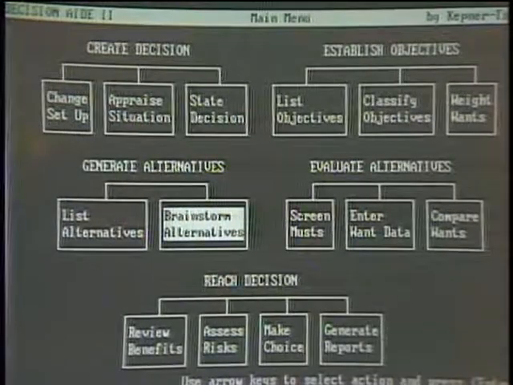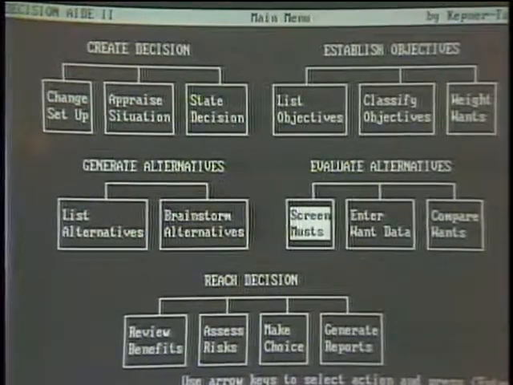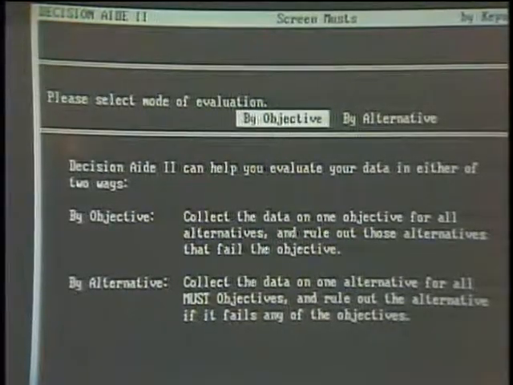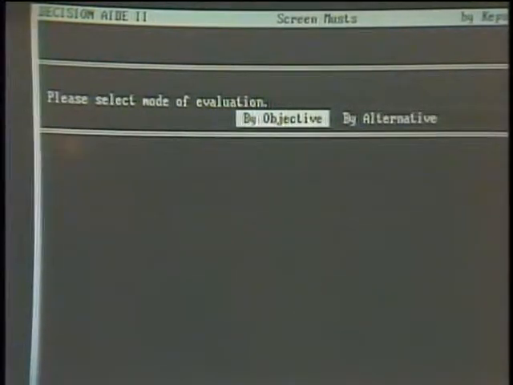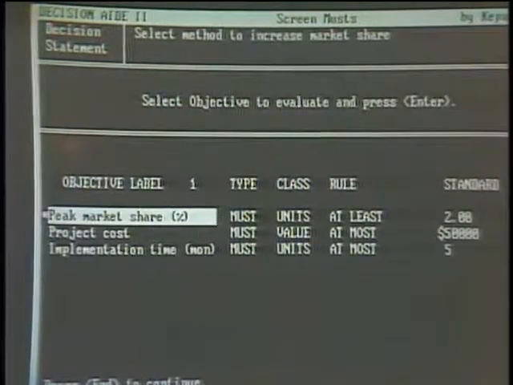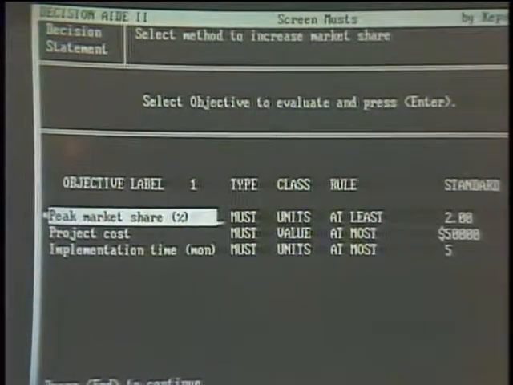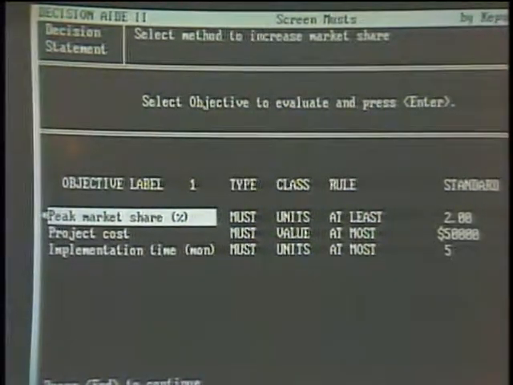The next thing we would do is screen the musts. The purpose in screening the musts is to separate those that must be included in whatever alternative you finally select from others where you're looking for particular degrees. A lot of times it's government regulations and things like that. For example, if an alternative didn't measure up to the 2.0 as far as the market share, then it would be eliminated. So you've established some rules, say that the market share must increase by at least a factor of 2. Right.